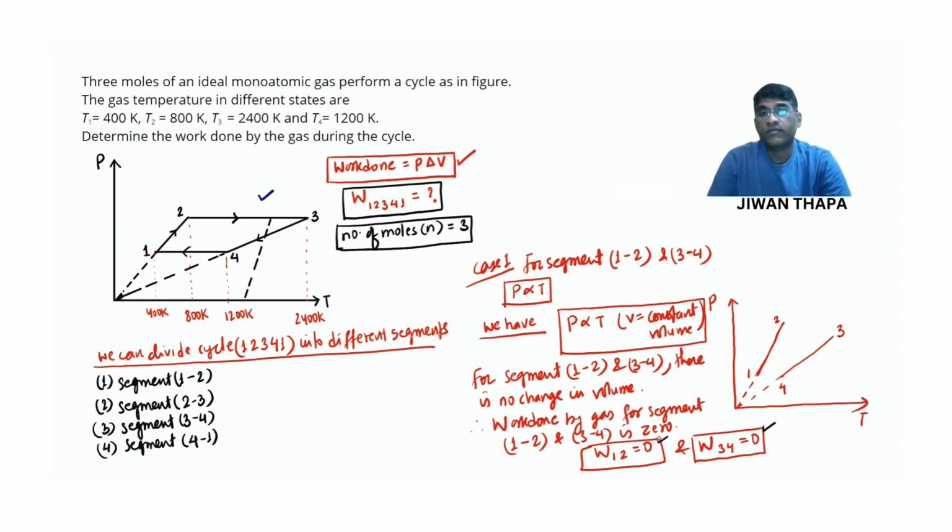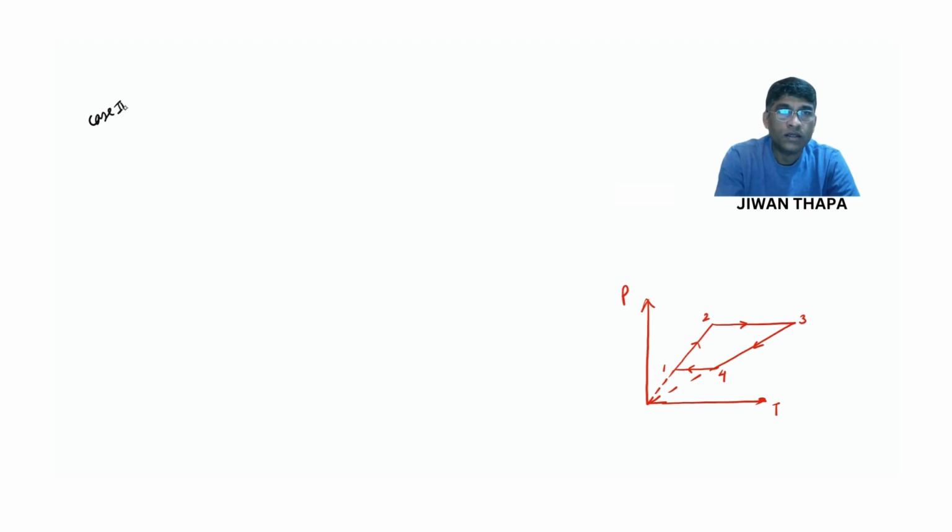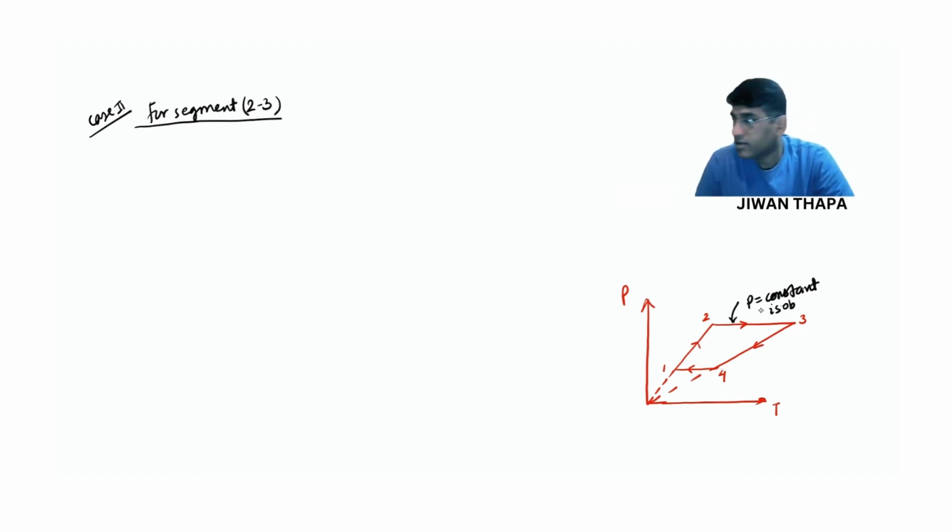Case 2: for segment 2, 3. We can see in this figure that for segment 2, 3, pressure is constant. And if pressure is constant, then we have isobaric.